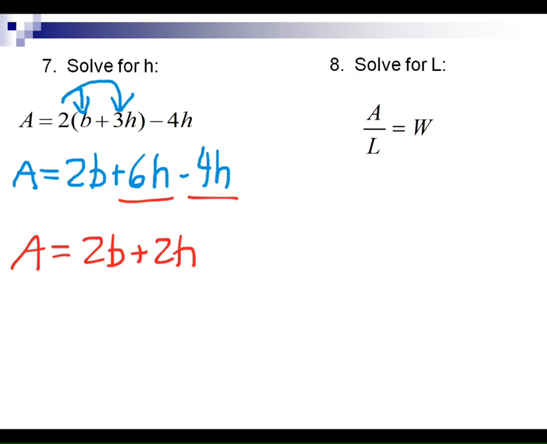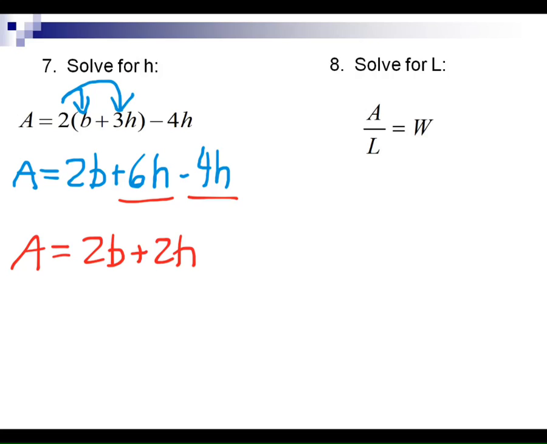So now I just have one variable of h left, which is good. I'm trying to get this by itself. Remember, this 2 with this h is going to be the last thing I have to undo, right? That's always the last thing, that multiplication by 2. So I need to move this 2b over to the other side, just like if that was the number 20. If it was positive 20, I would subtract 20 from both sides, right? Well, now it's just 2 times b.